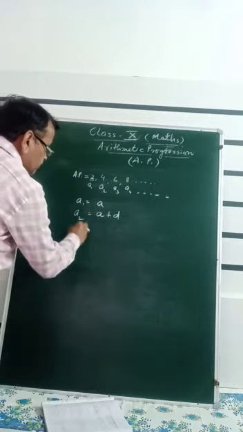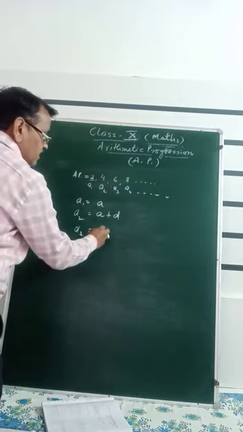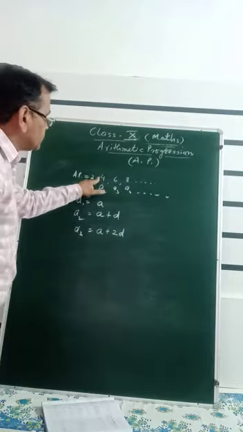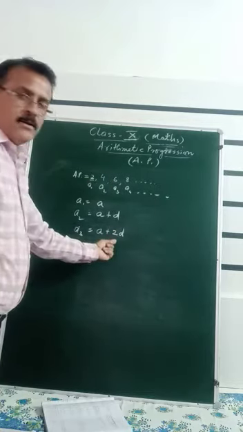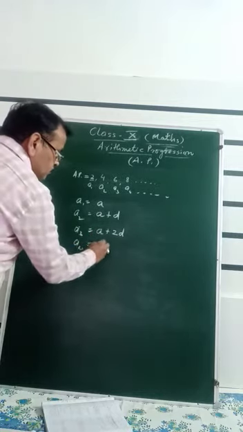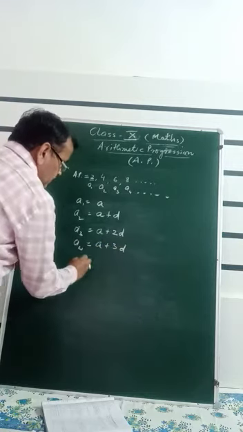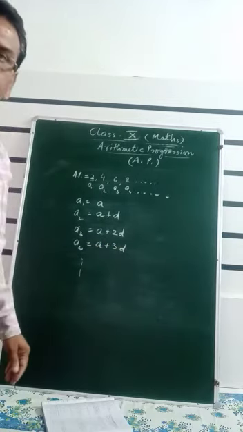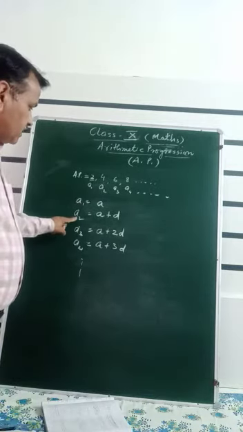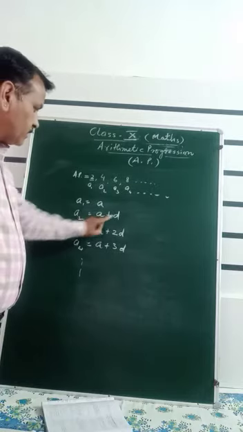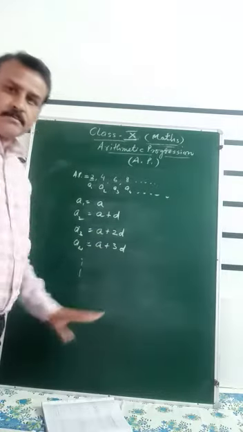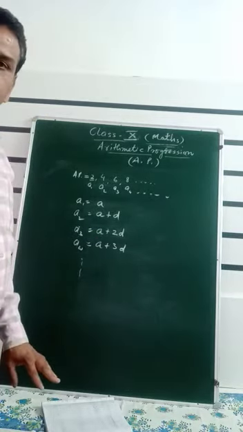Suppose you want the third term. A is given and D is given, but in this case we add 2 times D, 1 D here and 1 D here. That 2 times D we add, then it becomes the third term. For the 4th term we need A plus 3D. Like that we are able to find any term of the series. One thing you notice: the first term is A, then in A2, the 2 means D is added 1 time. In A3, D is added 2 times. In A4, D is added 3 times. Like that we can find any term of the series.